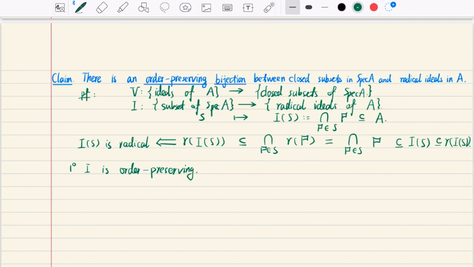This follows directly from the definition, because if S is contained in T, then by the property of intersection, the intersection of prime ideals belonging to S must contain the intersection of prime ideals belonging to T. So this is IS, this is IT. So IS contains IT.